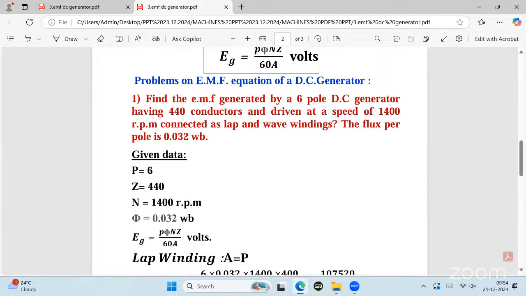In lap winding, A is equal to P. A is equal to 6. Get me the value of EG. How much voltage has been generated in the conductor, the copper wire, so that current will flow? Anyone answer?